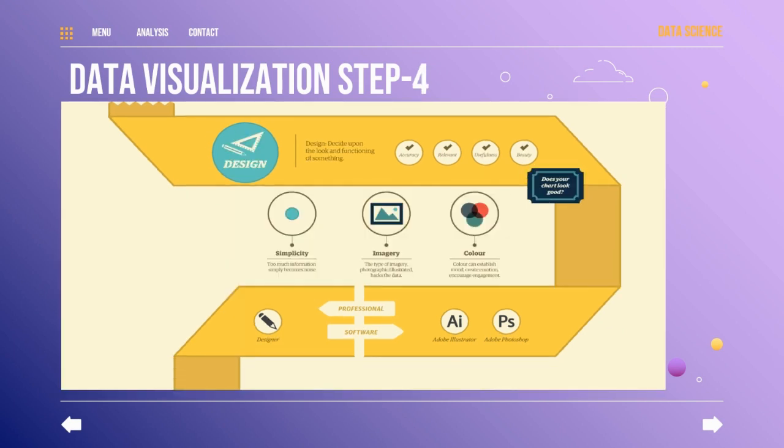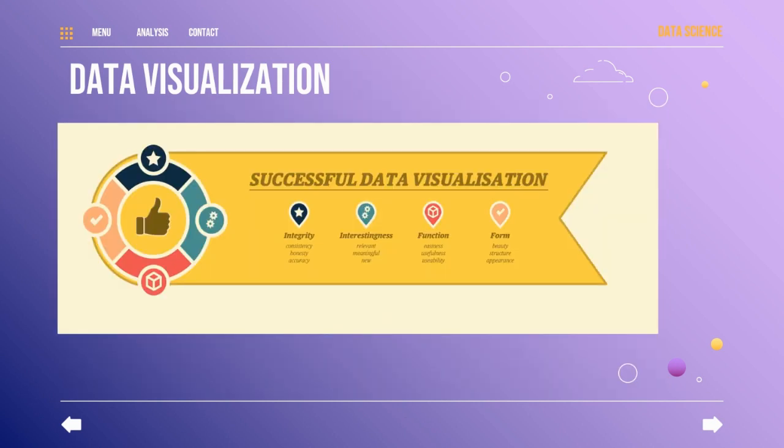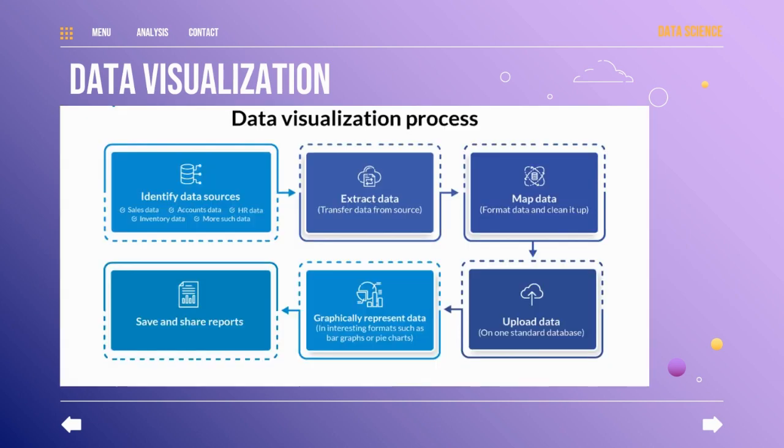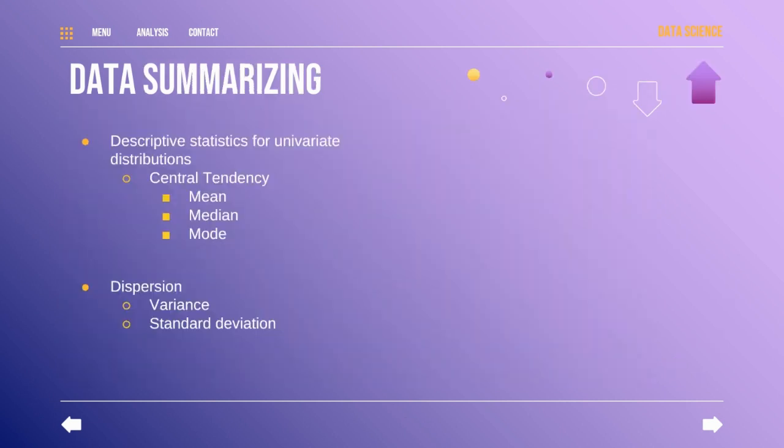Next, the fourth one, designing the data into graphs. This is the process of data visualization. Let's go to the last and final step: a successful data visualization must have integrity, interestingness, function, and form. Now, here is the data visualization cycle or steps. First is identifying the data sources. Next is extracting the data. Next is mapping the data, and next uploading the data, graphically representing it, and saving and sharing the data or report. Next, summarizing.